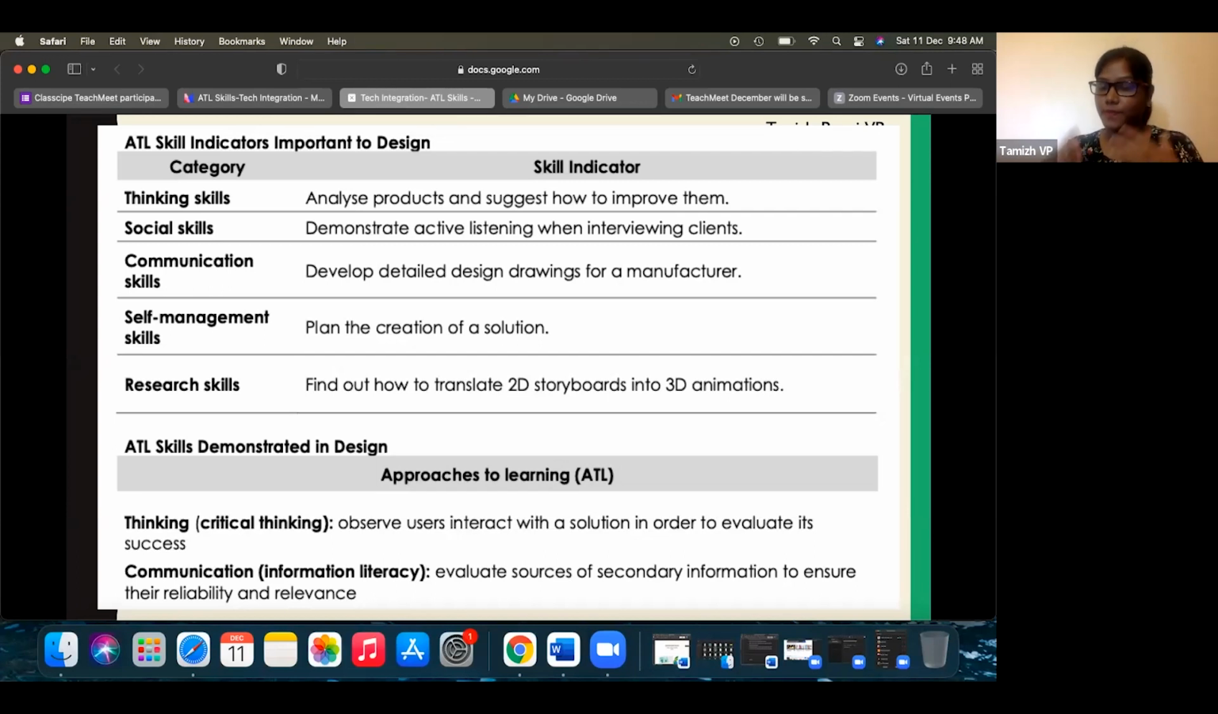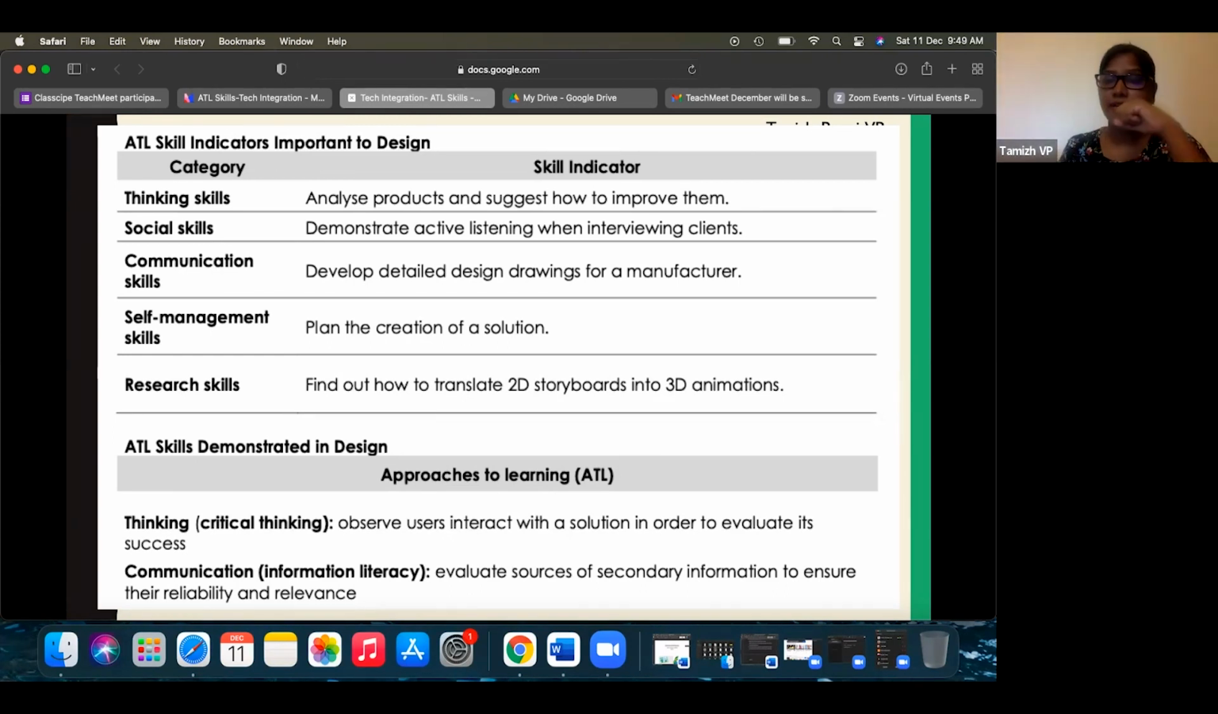Self-management skills. When you create a solution, it doesn't happen in one night. You have to plan it properly. On this day, I'll go and get the resources. On this day, I'll sit and finish the first phase. On this day, I'll see if there are any changes that I need to make. On this day, I'll do the decorative aesthetics part of the product. So the students will have to break down the process, create a timeline or a schedule for themselves, and that's how they show the self-management skills.